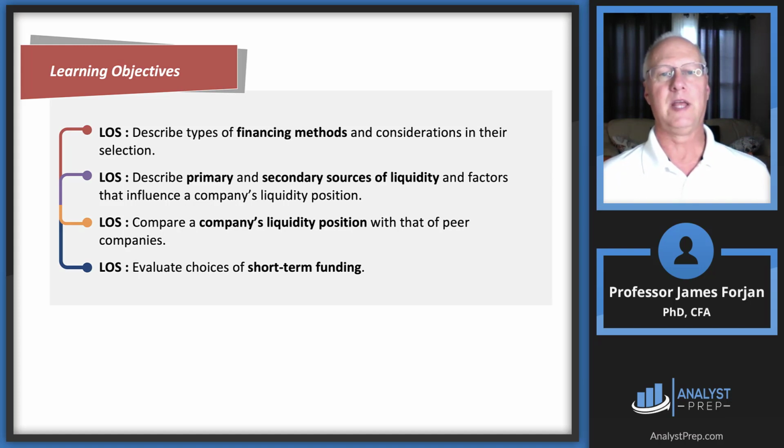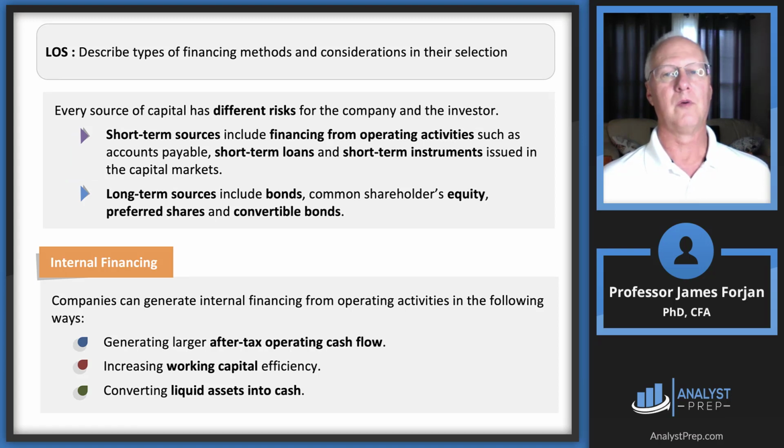So types of financing, short and long term, whether we get those in the primary or the secondary market as sources of liquidity. And then we'll take a look at some choices of short-term funding. So this is a pretty short chapter with just 4 LOSs, and it's entirely descriptive. So we can put our financial calculators away during the next several minutes.